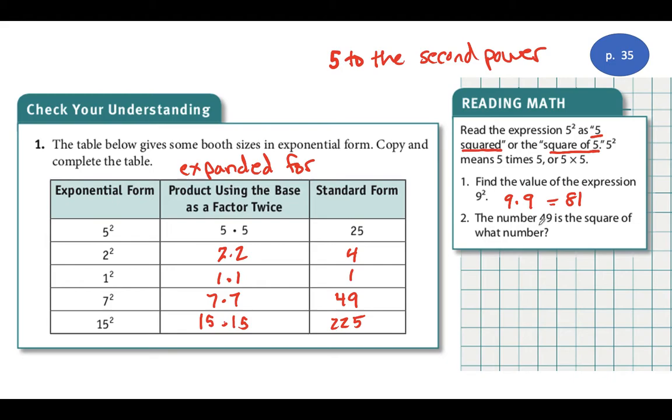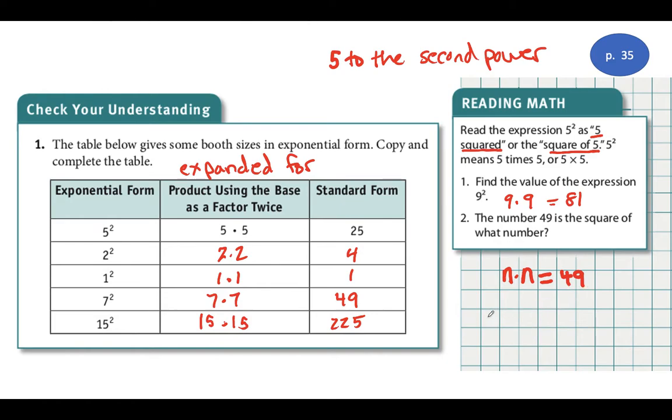Here it says the number 49 is the square of what number? So that's asking the question. If I had a number and I multiplied it times itself, I'm using n because I don't know what the number is. And when I use n again, I mean it's exactly the same number. So what number multiplied times itself would give me 49?